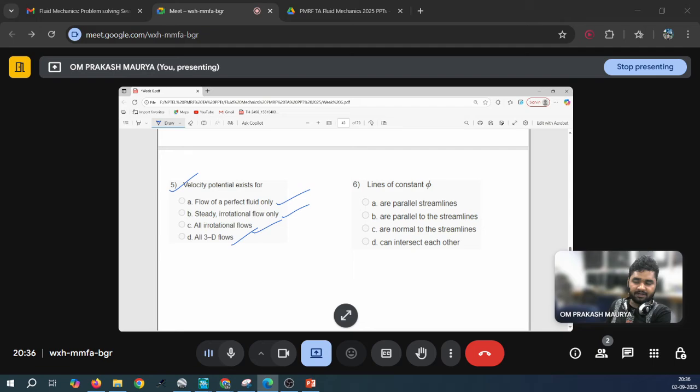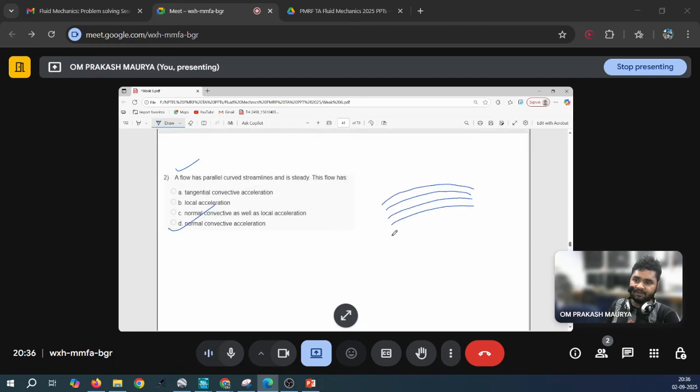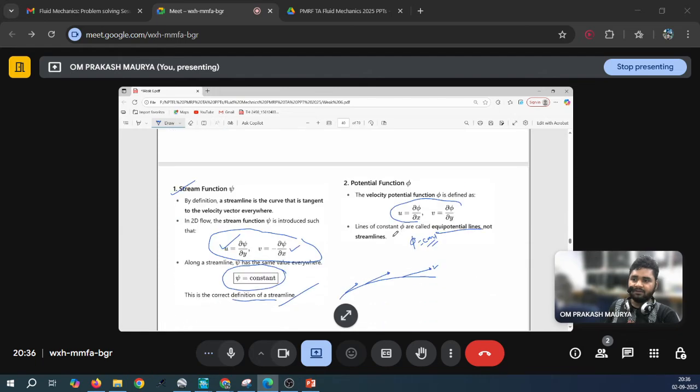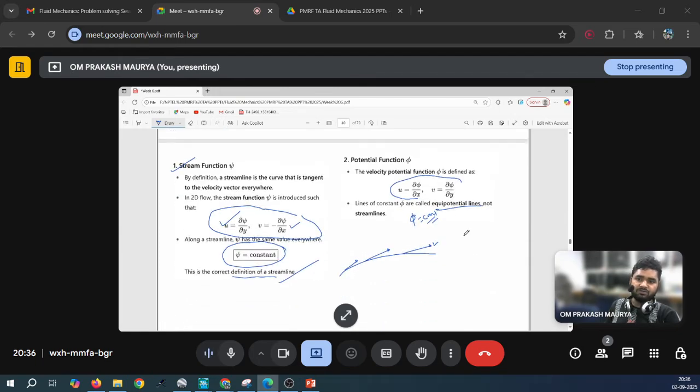So as I have earlier discussed, the potential function exists for all irrotational flow. This question I think I also solved in the 4th week. The line of constant phi. Oh, already we have seen the line of constant phi known as equipotential line.